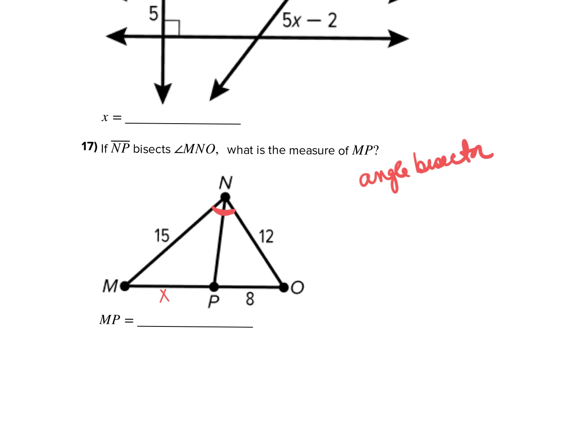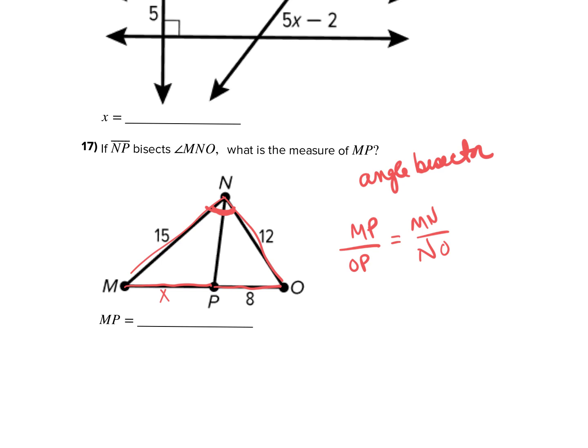And so when you have an angle bisector, it's been proven that the corresponding lengths of the triangles are proportional. So that means MP is proportional to OP, and that MN is proportional to NO.